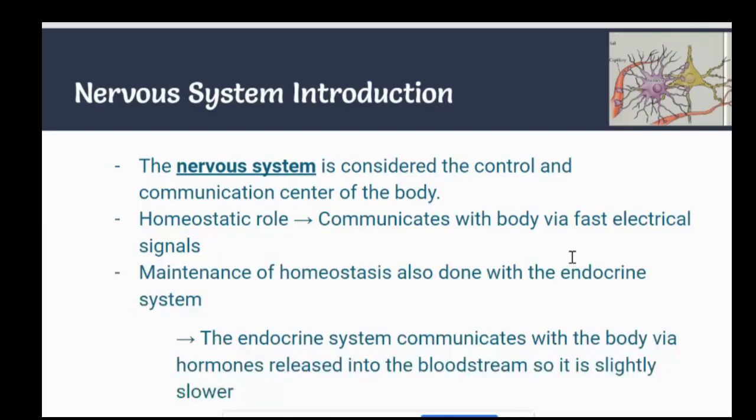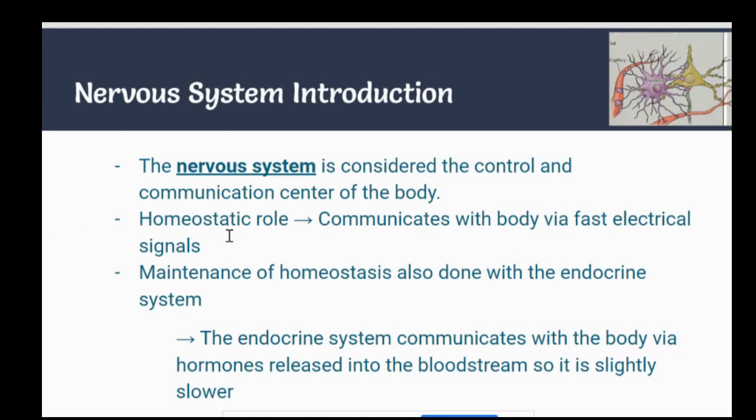All right, so a little introduction. The nervous system is the control and communication center of the body. So it's like the telephone wires that allow you to communicate with people around town. Now we don't usually talk through regular telephones anymore, but the nervous system and its neurons are kind of like little telephone wires that allow your brain to talk to your body and your body to talk to the brain.